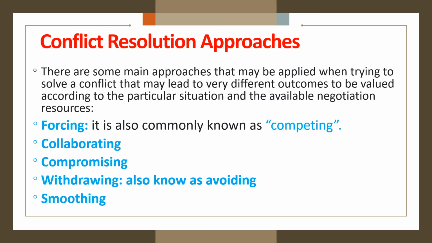So smoothing is not always the best approach, but sometimes you may use smoothing, for instance when what the other party is crying for or demanding, you don't actually need it. So you may decide, okay, let it go. So smoothing works in such a way too. But from all these conflict resolution approaches we have discussed, the most appropriate is collaborating, where the conflict is actually faced. It is placed on the table and it is resolved.